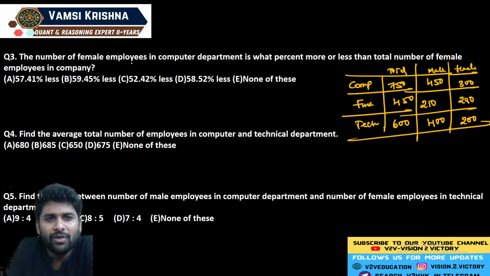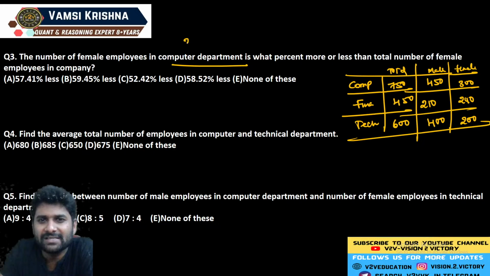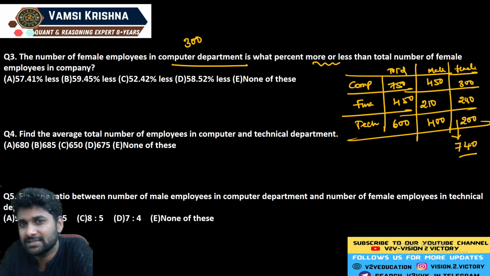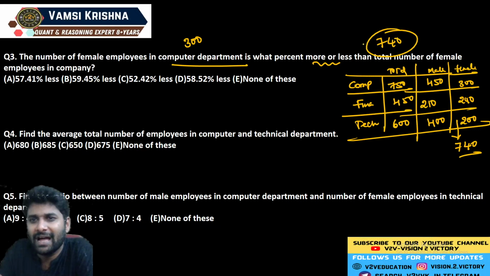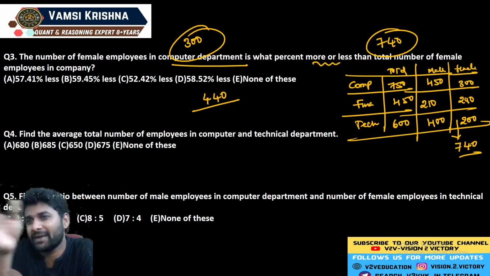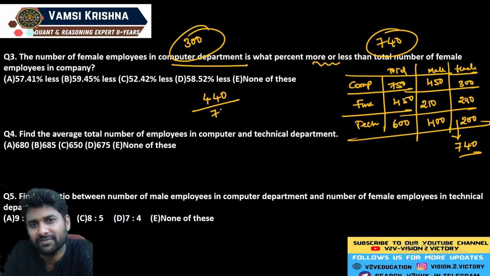Another question. Number of female employees in computer department is 300. Is what percentage more or less than the number of female employees in the company? Guys, first identify how many female employees there are in the company. It's 300, 200, 500... it's 740, guys. So definitely here the answer is less. 300 is less than 740 by 440 units. Now they clearly mention that the female employees are compared with the total number of female employees. Guys, comparison is always with the denominator. Here the denominator is 740.